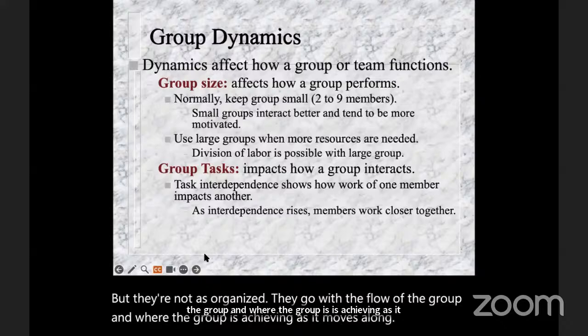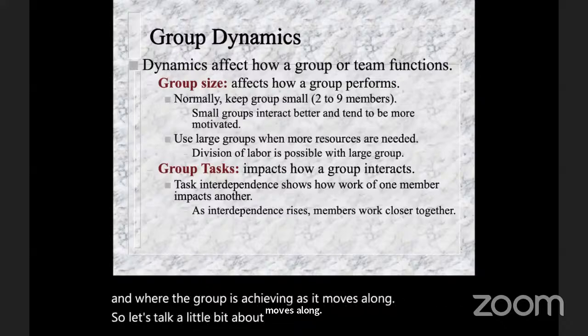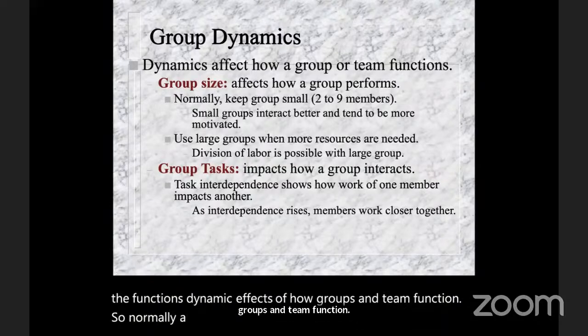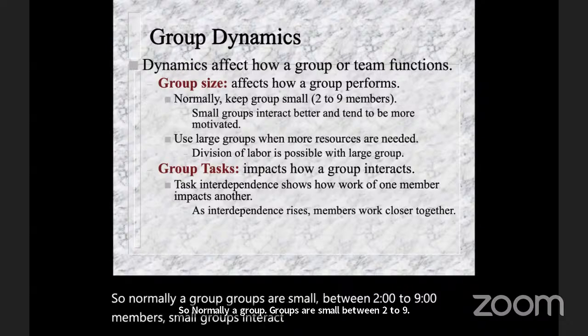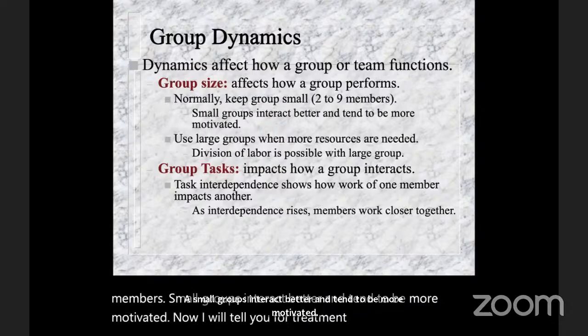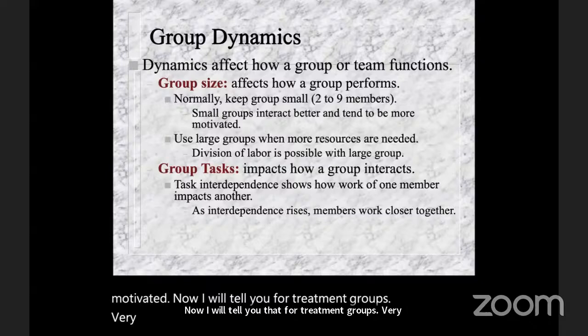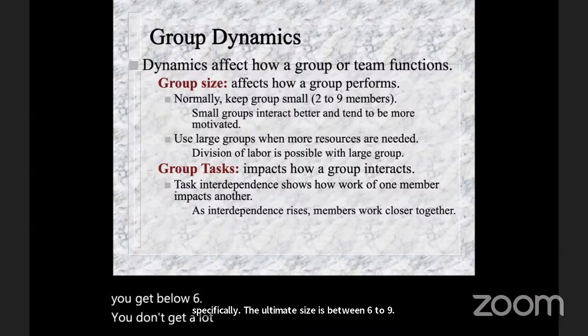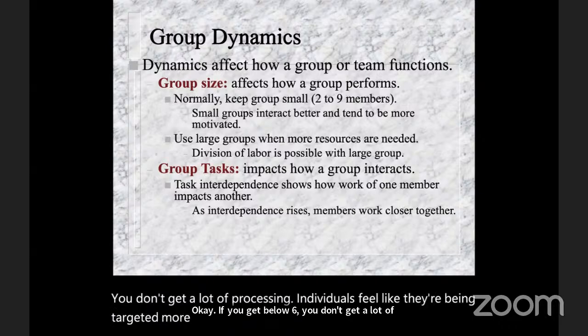So let's talk a little bit about group size and group tasks, some of the functions, dynamic effects of how groups and teams function. So normally groups are small, between 2 to 9 members. Small groups interact better and tend to be more motivated. Now, I will tell you for treatment groups, very specifically, the ultimate size is between 6 to 9. Okay. If you get below six, you don't get a lot of processing. Individuals feel like they're being targeted more often, and the like.